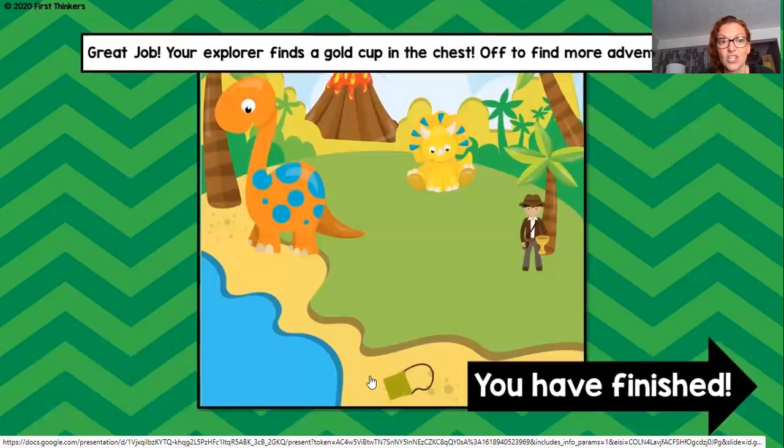Nice job. Your explorer finds a gold cup in the chest. Off to find more adventures. You have finished. Excellent job.